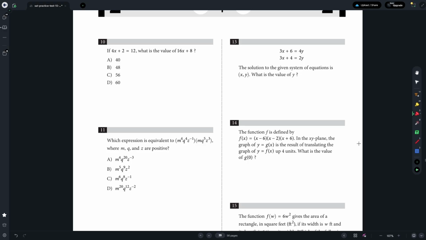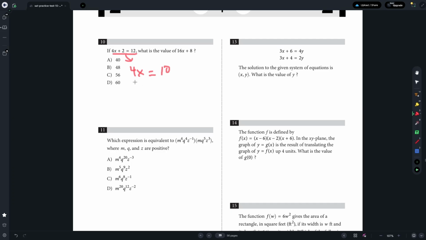Number 10. If 4x plus 2 equals 12, what is the value of 16x plus 8? So now there's two ways of doing this. The first method I'm going to show you is by just solving for x. First, what do we have to do to this equation? We have to remove 2 from both sides. So if we subtract 2 on both sides, we would get 4x equals 10.